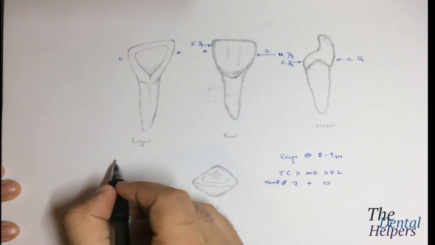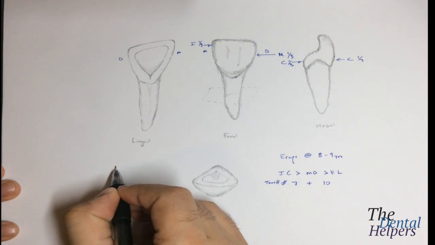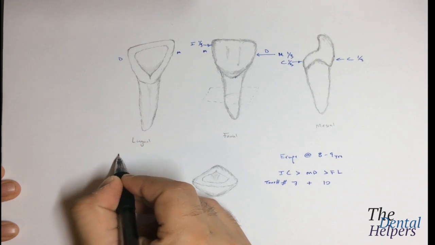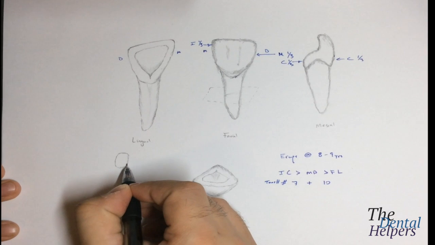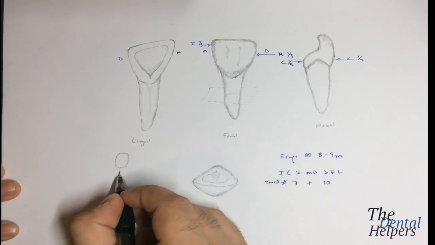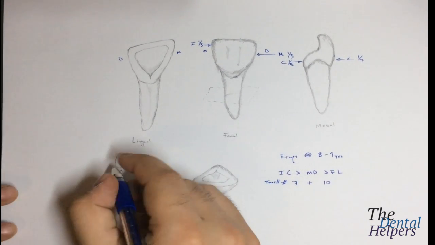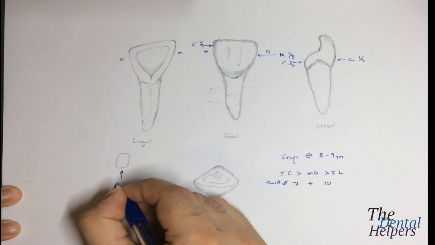So if you're looking at somebody's mouth and you see this tooth that looks like this in the place of the lateral, that's going to be what they call a peg lateral. So just keep that in mind.